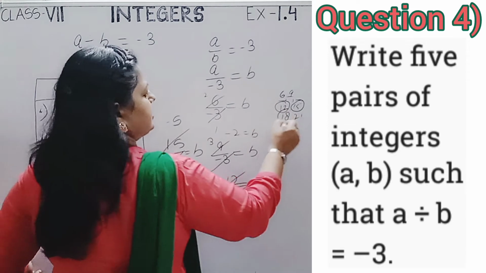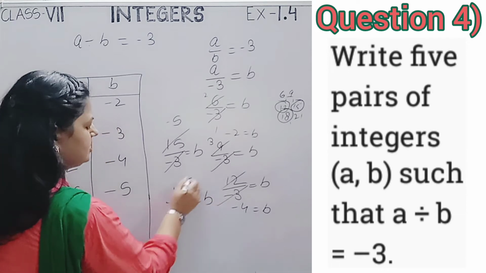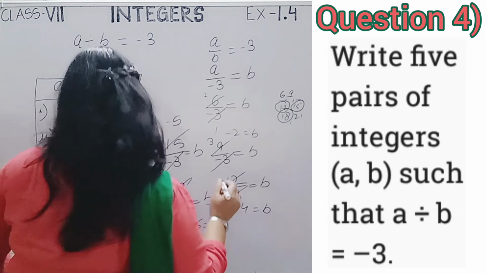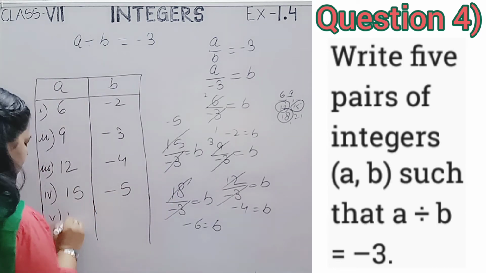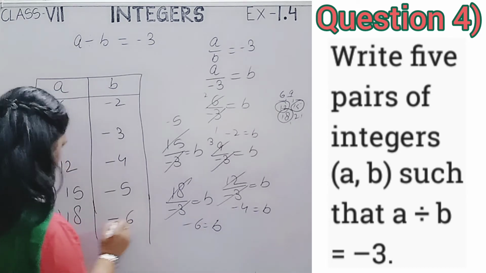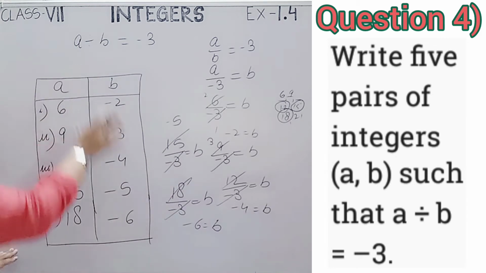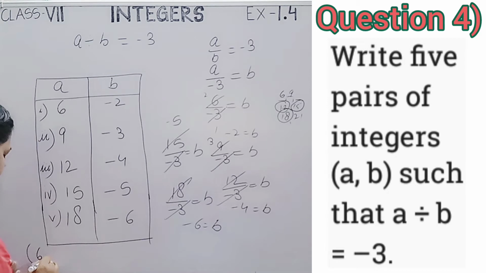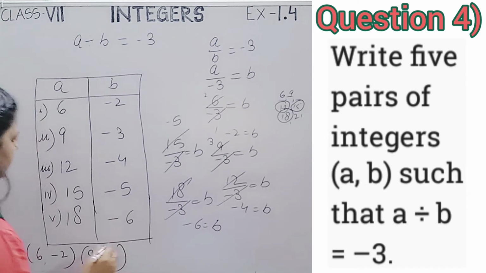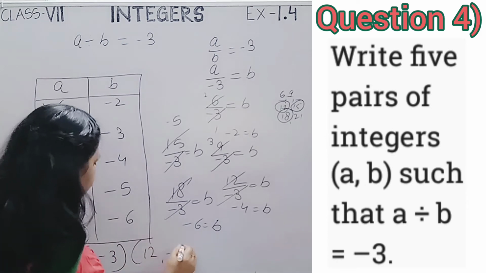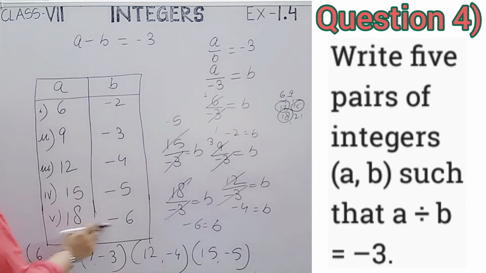Next multiple is 18. So 18 upon minus 3 equal to B. Cancel out, 6 equal to B. So if I took 18 as A, value of A is 18, then I get B as minus 6. So here are 5 pairs. In the last we are writing all the pairs: 6 and minus 2, 9 and minus 3, 12 and minus 4, 15 and minus 5, and 18 and minus 6.